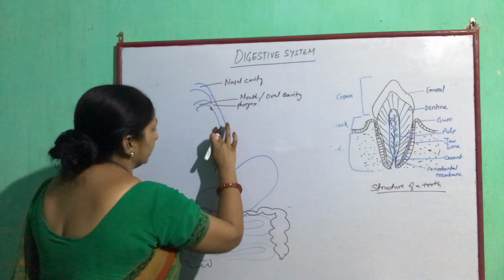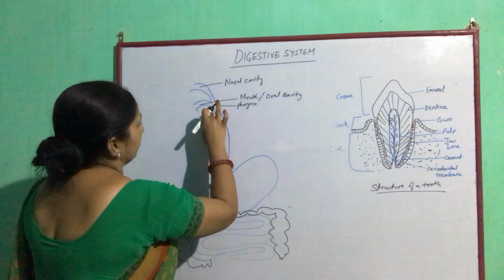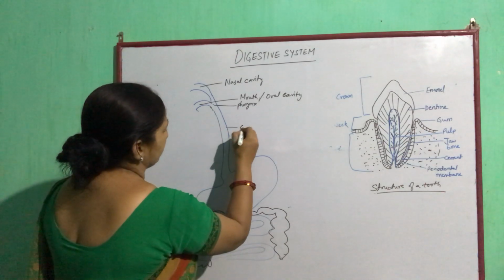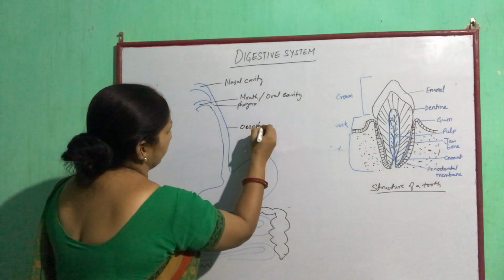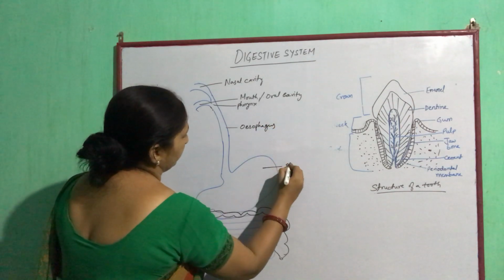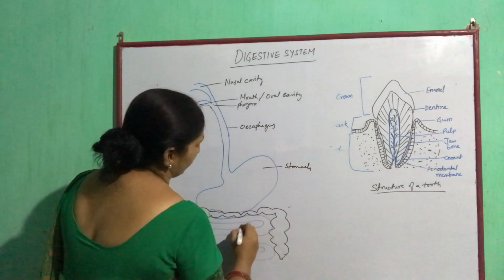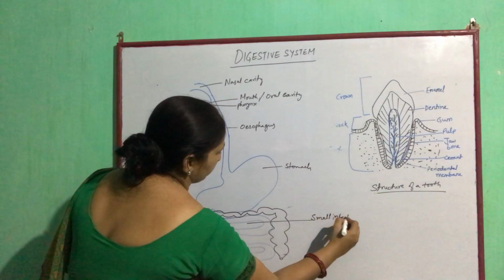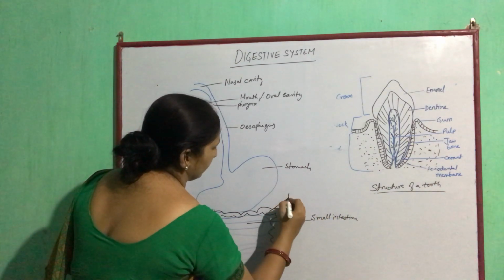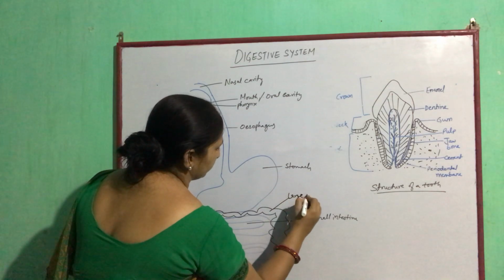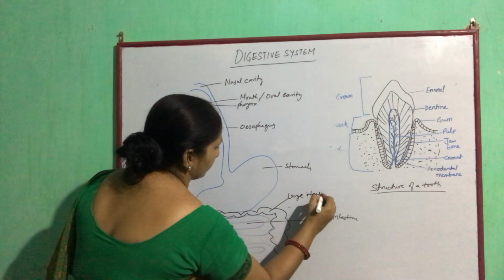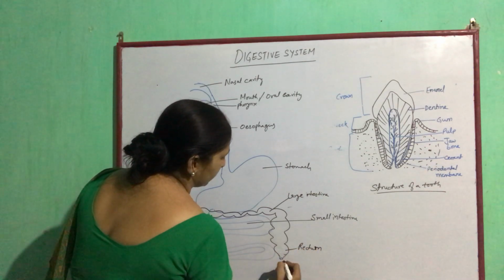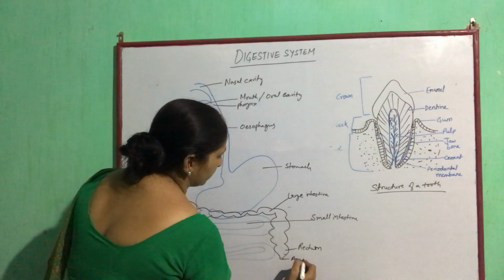Now this is not part of the digestive system, so I am rubbing this. Next is the esophagus. This is the stomach. This one is the small intestine. This is the large intestine. Last one is the rectum, which ends in the anus.